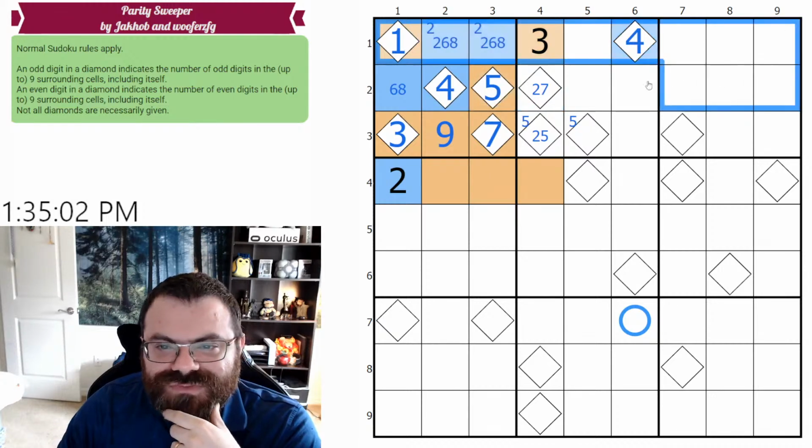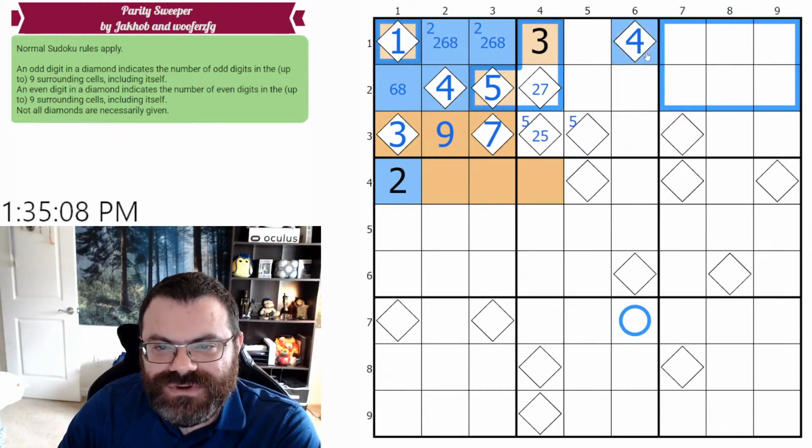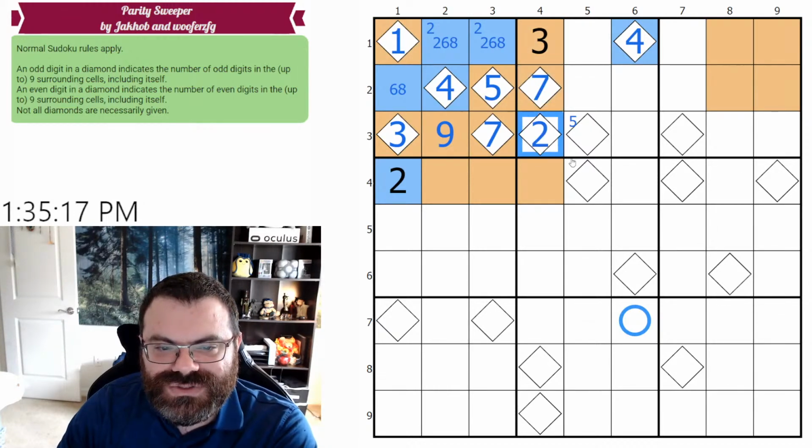Thanks, Garion. So let's go over that again. There's 8 evens in these rows. 4 of them are here. So we have 4 left. And 4 of them are in this 2x3 area. So the rest of these have to be odd, which is huge because that makes that a 7. That's a 2. That's a 5. That's even. That's odd.